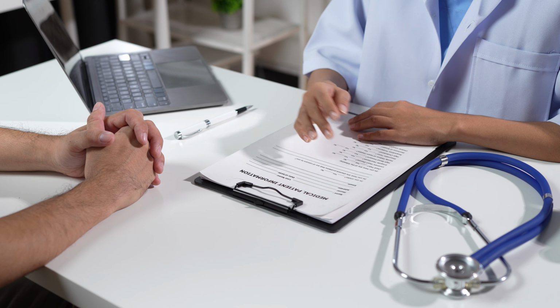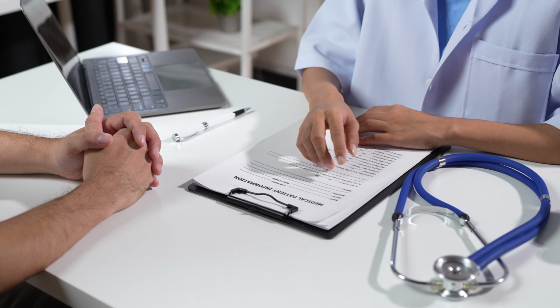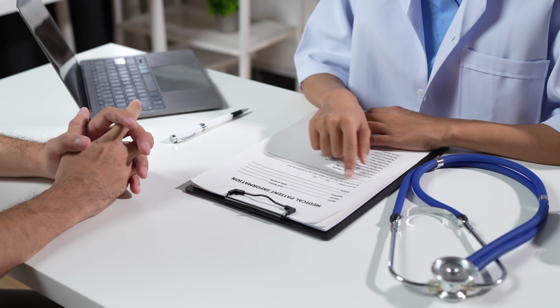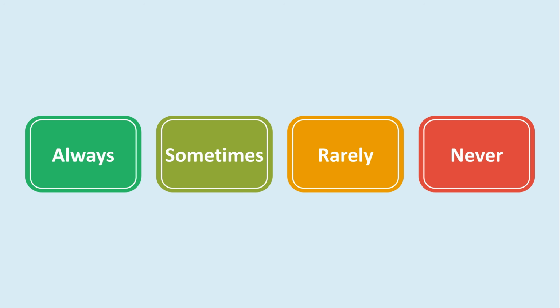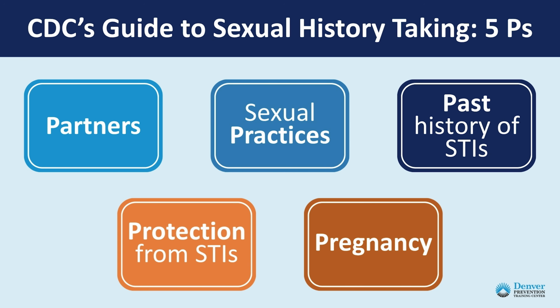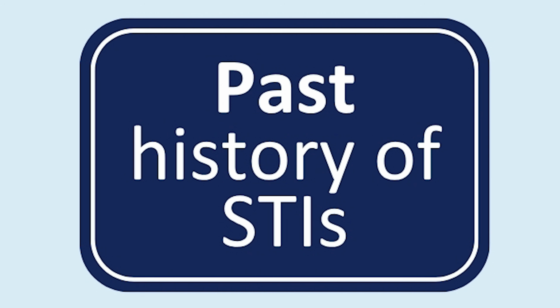Essentially, you want to know what body parts are involved in sex and how often condoms are being used during sexual contact. One way to ask these questions is, many people have different types of sex. What parts of your body do you use for sex? For each sexual contact, ask, when was the last time? And how often do you use a condom with oral sex? Always, sometimes, rarely, or never. The third P stands for past, particularly past history of STIs.